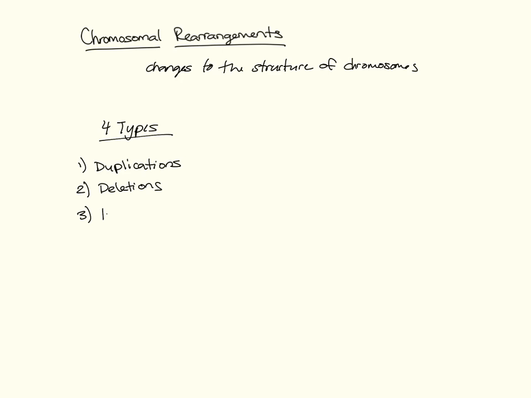The third are inversions. This is where one segment of a chromosome actually gets reinserted in an inverted manner. And the fourth are translocations. Translocations are where one part of a chromosome gets inserted into a different chromosome, not within the same chromosome.